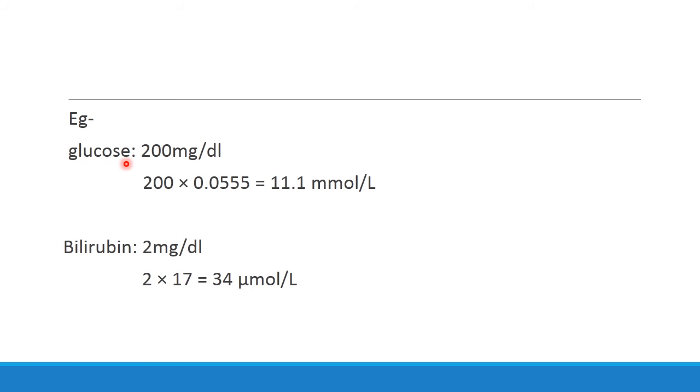With respect to glucose, the value is obtained for deciliters, which should be converted to liter. So in the previous tabular column we see the particular conversion factor. This has to be multiplied for this. It should be multiplied, 200 into 0.055, which will give 11.1 millimole per liter. In the same way for bilirubin also, the particular conversion factor has to be multiplied.